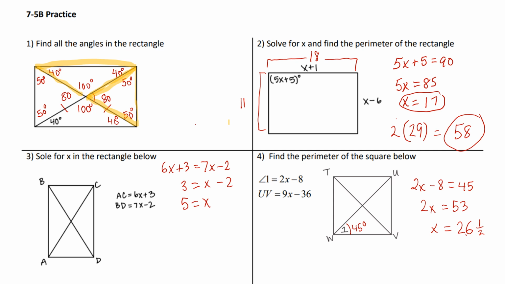And then if I want to figure out the perimeter, since all the sides are the same, I would do 4 times 9 times 26 and a half minus 36. And that would give me the perimeter.